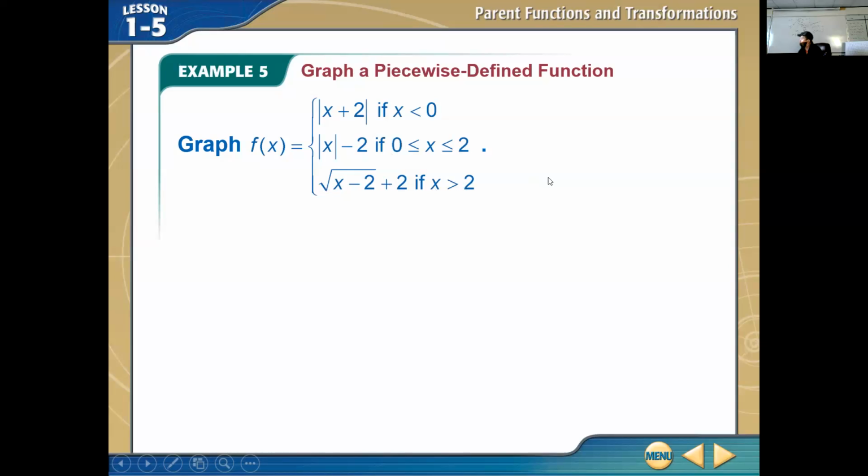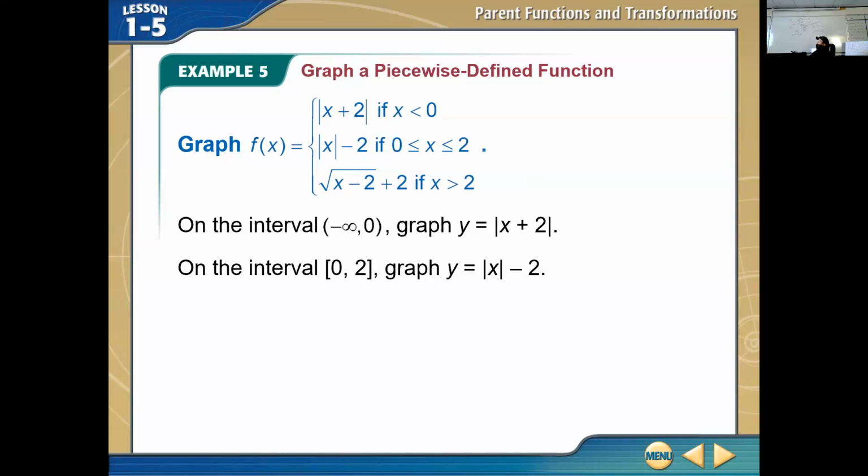And when we do this, we're going to be left with this. So on the interval from negative infinity to 0, we're graphing y is equal to the absolute value of x plus 2, the absolute value function just shifted to the left twice. On the interval from 0 to 2, we're graphing the absolute value of x minus 2. And on the interval from 2 to infinity, we're graphing y is equal to the square root of x minus 2 plus 2.